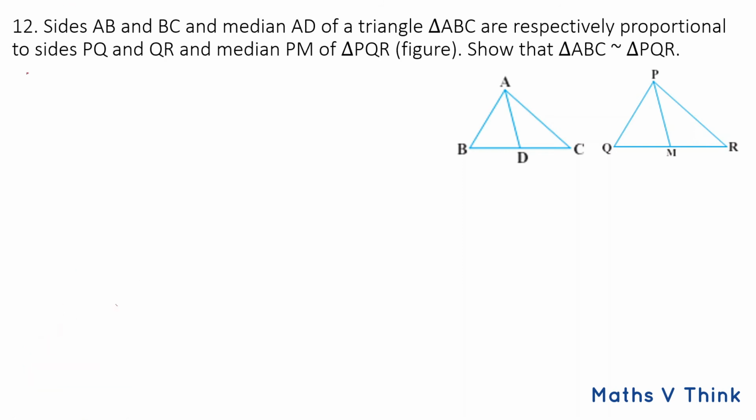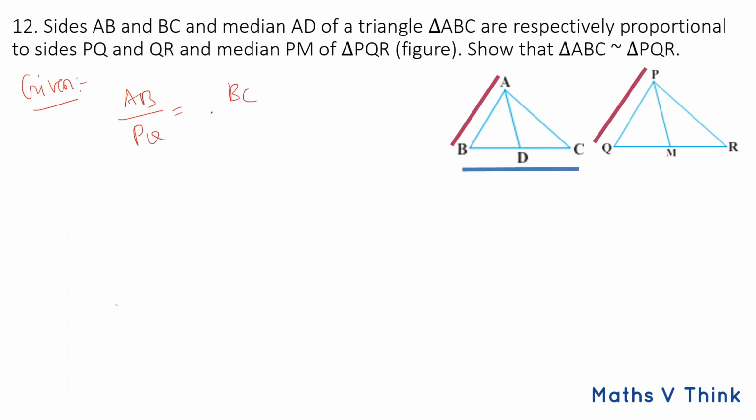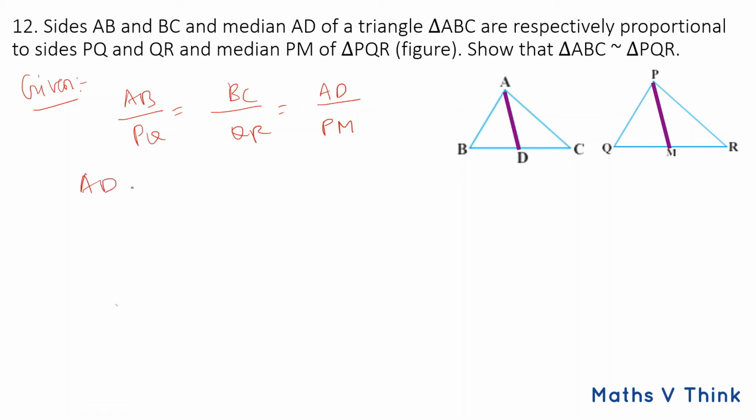So first we'll write the given part. They told the sides are proportional. So can I tell AB by PQ is equal to BC by QR is equal to AD by PM. They gave that these sides are proportional. Now they also gave that AD and PM are medians.